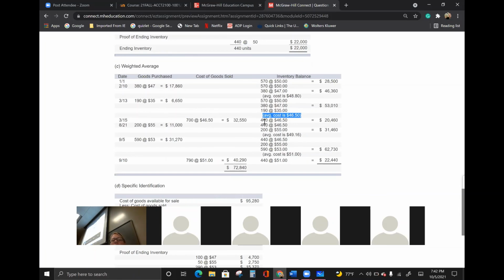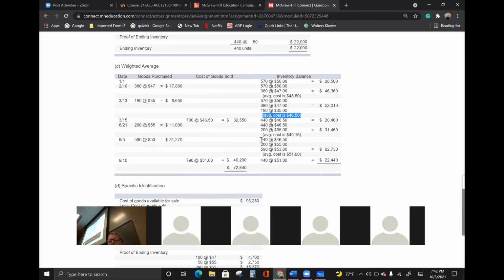So I deduct 700 from my total batch. Now I add to it 200 and 590. So I had 440 left over at that average of $46.50. So I have to calculate that out to see what it was. Then I have to add in my new ones. So I have 200. I'm going to come down here. I'm not going to do this one because they're not looking for that. 200 at 55, 590 at 53. So now I have that in my mix.